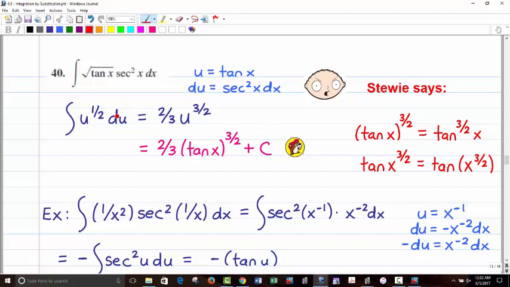So we have it converted into a nice u du form. U to the 1/2 du. We can then do the power rule, so that makes that 2/3 u to the 3/2.